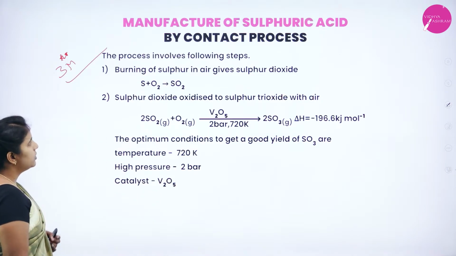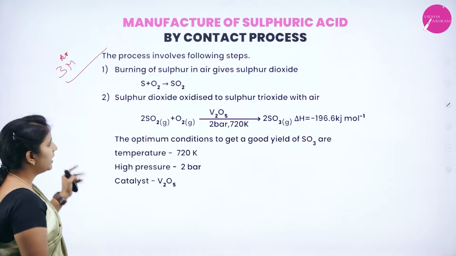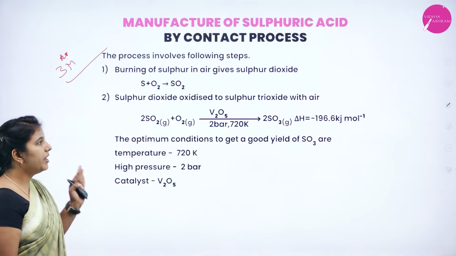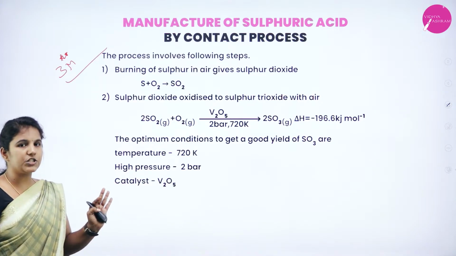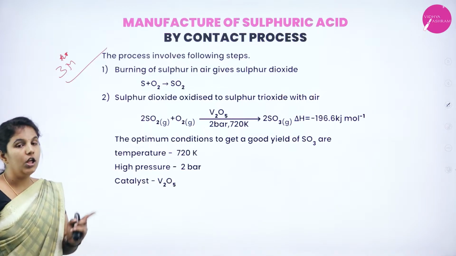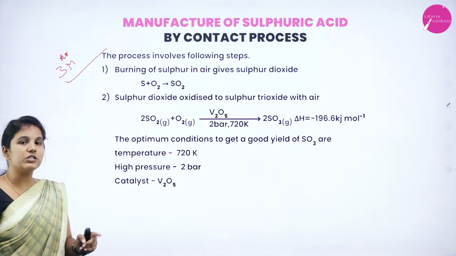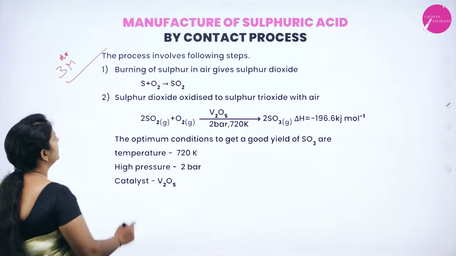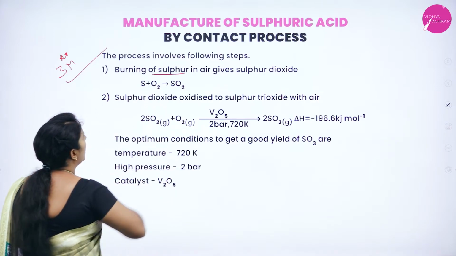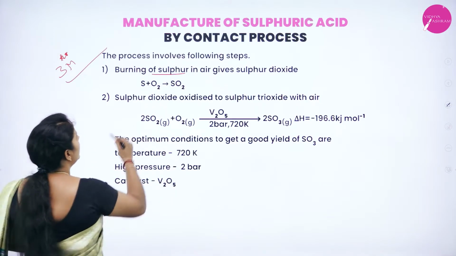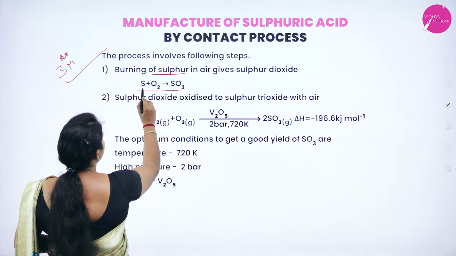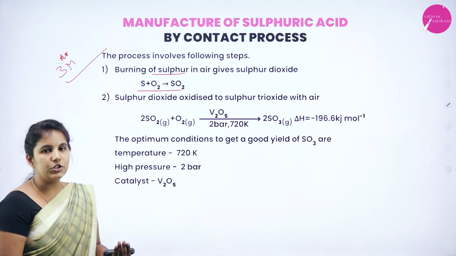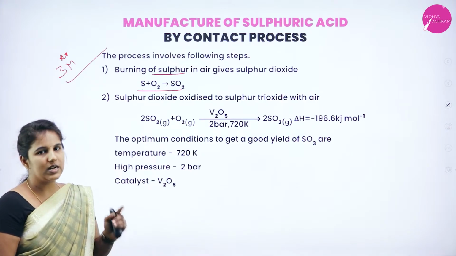Okay. So, there are 4 steps involved. In the examination, sometimes they will ask you to write the optimum conditions required for this reaction also. You must be very careful with the optimum conditions used in the particular step. In the first step, we take sulfur which is allowed to burn with oxygen to give sulfur dioxide. That is the first step.